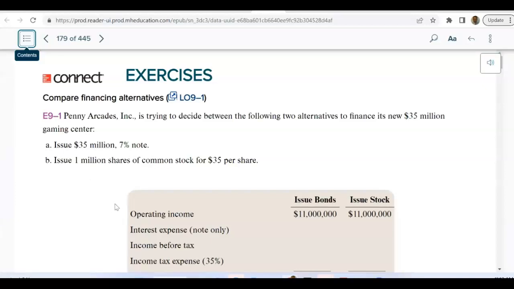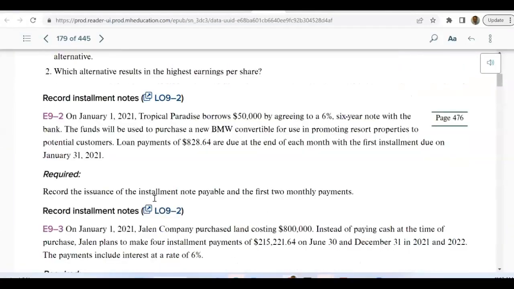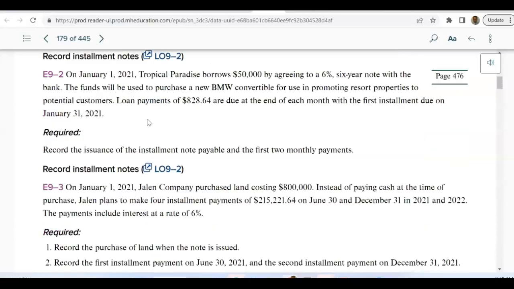Okay, so problem number, let's say 2. It says Tropical Paradise borrows $50,000 by agreeing to pay a 6%, 6-year note with the bank. So the agreement is 6% interest rate, 6-year note. So it's a long-term liability, right? The funds will be used to purchase a new BMW for use in promoting resort properties.